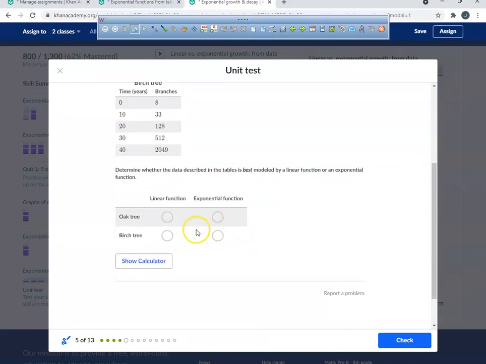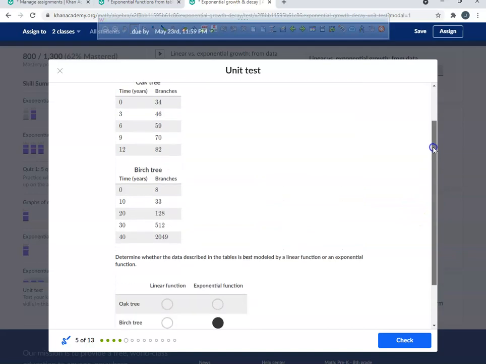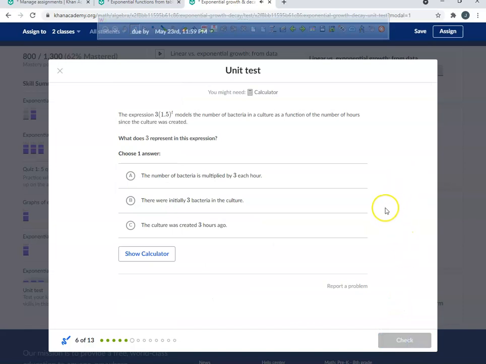Oh, cool. So the birch tree is the exponential and the oak tree is linear because it goes up by a common rate. Same rate, same ratio. Okay. All right.